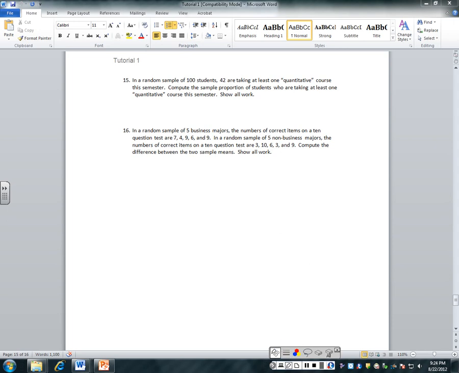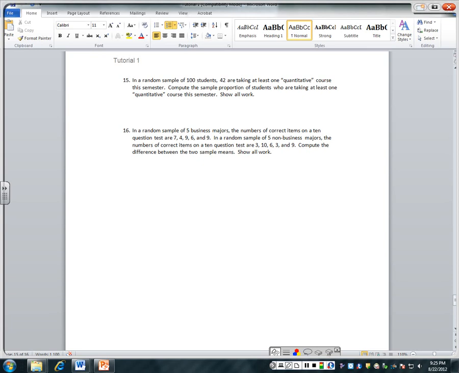On number 15, it says, in a random sample of 100 students, 42 are taking at least one quantitative course. Compute the sample proportion of students who are taking at least one quantitative course this semester. Show all work. We're trying to compute the sample proportion. That's just equal to x over n, or 42 out of 100, which is 0.42.